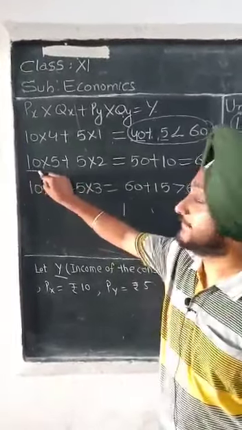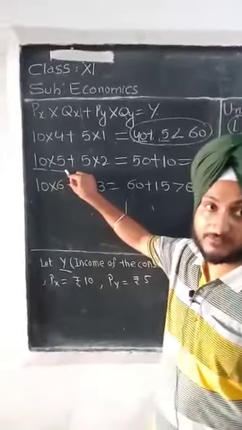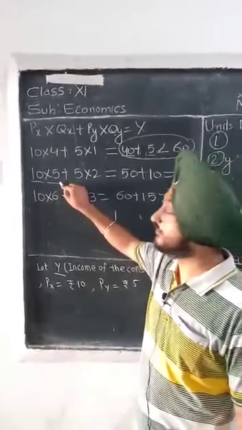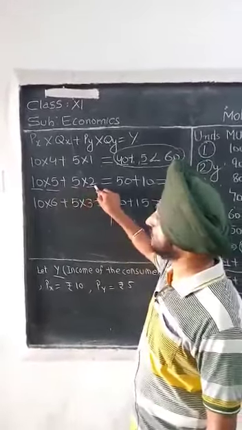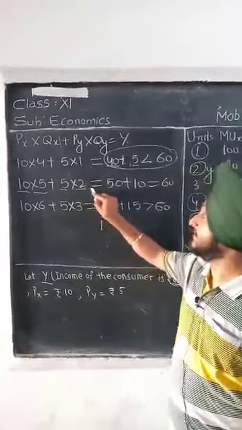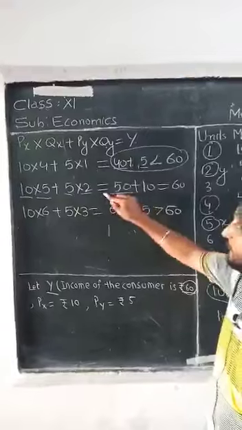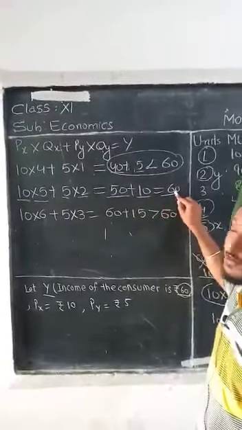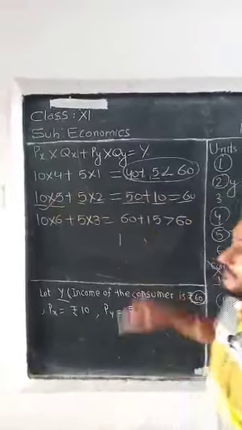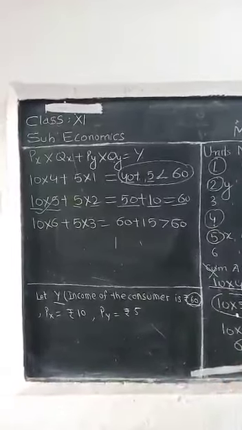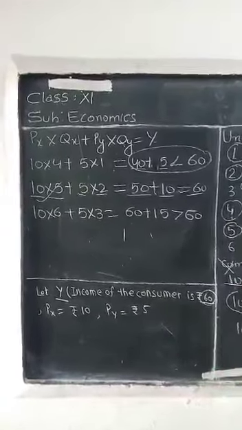Second, 10 is the price, 5 is the number of units he is consuming of x, plus 5 is the price, 2 units he is consuming of y. So 10 into 5 is 50, 5 into 2 is 10, 60 is equal to 60. Here the consumer will be in equilibrium because the combination he has chosen is equal to his budget.